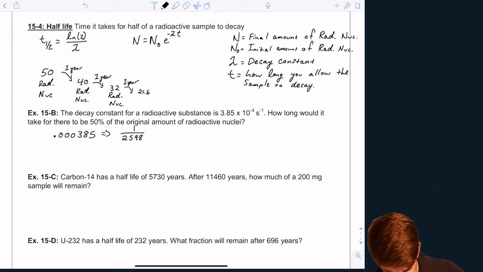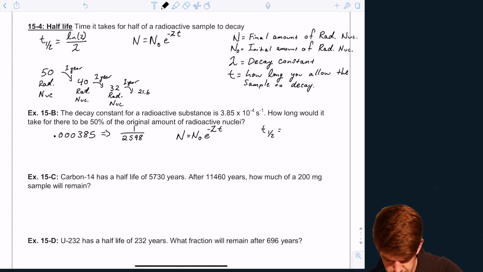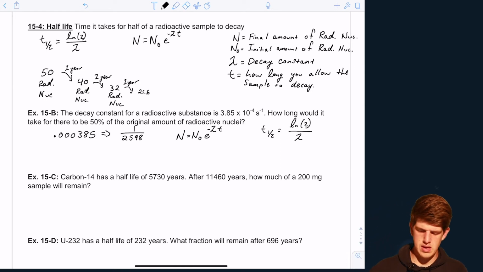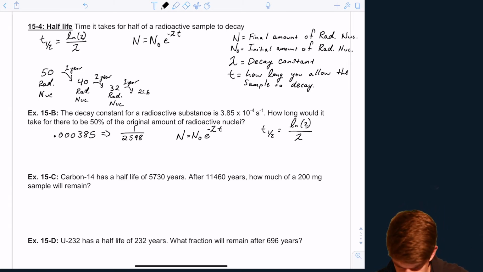Well, my two formulas that I know are this one and T1/2 is equal to ln of 2 over lambda, or my decay constant. ln of 2 is a set number, just 0.693, so no matter what, I know what that is. And I know what my decay constant is. Sorry, there's a reason I keep mixing those up, and I'll tell you at the end.